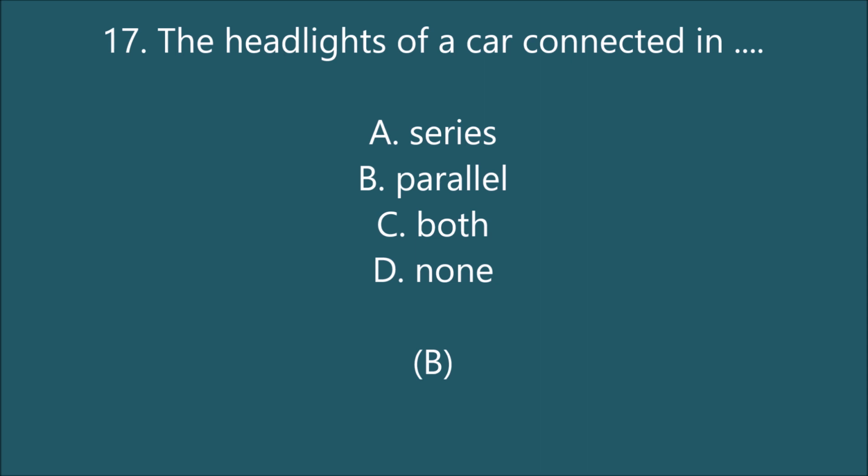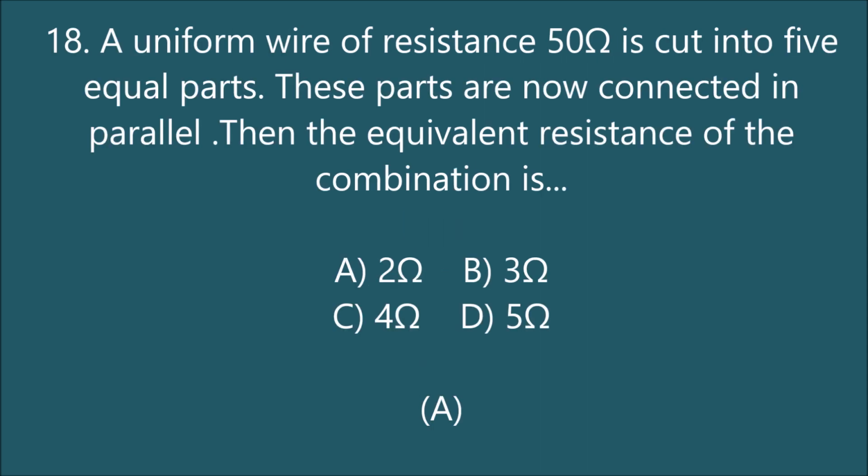Next question. A uniform wire of resistance 50 ohms is cut into 5 equal parts. These parts are now connected in parallel. Then the equivalent resistance of the combination is 2 ohms, 3 ohms, 4 ohms, 5 ohms. A is the right answer. That means 2 ohms. Here given a uniform wire of resistance 50 ohms cut into 5 equal parts. That means each resistance has 10 ohms. So R is equal to 10 and the number of resistors is equal to 5. The simple formula is R by N. That means 10 by 5. You get 2 ohms as the answer.